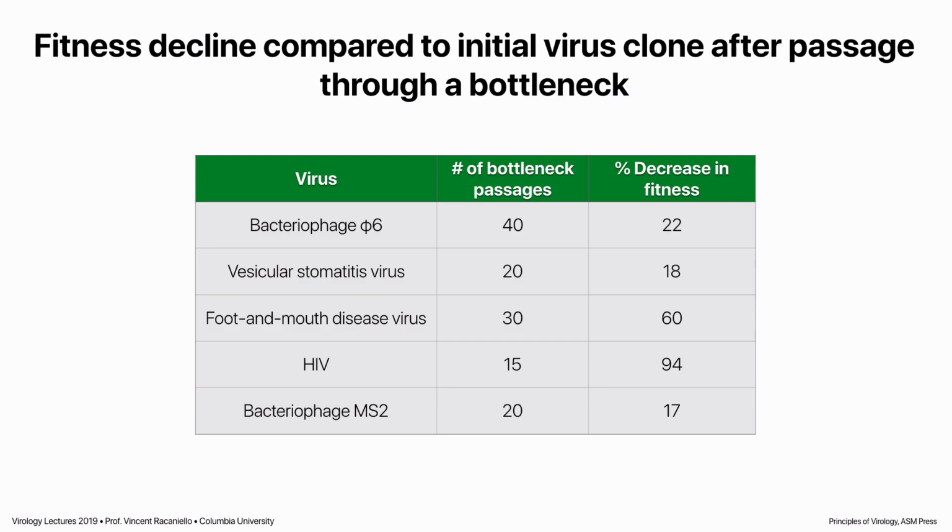Here is a table showing you this experiment with different viruses, so it's not just theoretical. This is fitness decline compared to the first virus after passage through a bottleneck: a bacteriophage, 40 passages, 22% decline in fitness; VSV, 20 passages, 18%; foot and mouth disease virus; a coronavirus, 30 passages, etc. HIV, after 15 passages, has lost 94% of its infectivity. So this is a real phenomenon that can be reproduced with many viruses.